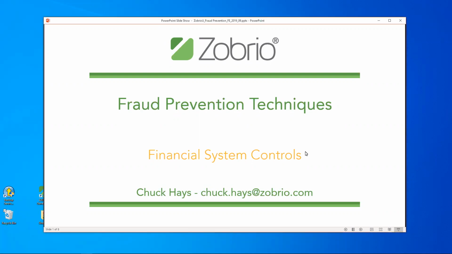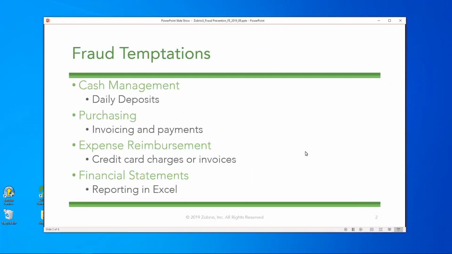So let's talk first about the issue of what I like to refer to as fraud temptation. Obviously we don't want anyone working at your organization or affiliates to in any way commit fraud. However, there are some ways in which you can make it, shall we say, less tempting for fraud to occur. So the four specific areas I wanted to raise some questions about for you to think about are cash management in general, purchasing, especially thinking of accounts payable, expense reimbursement, which might be related to accounts payable, and then financial statements.